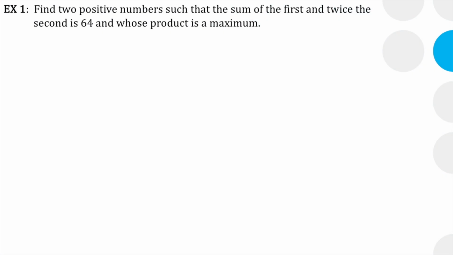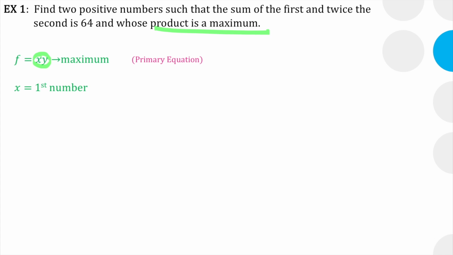Find two positive numbers such that the sum of the first and twice the second is 64, and whose product is a maximum. Here's what we want to do. We want two numbers multiplied together to be a maximum. This is what we call our primary equation. This is what we're trying to solve. We're going to call x the first number and y the second number.